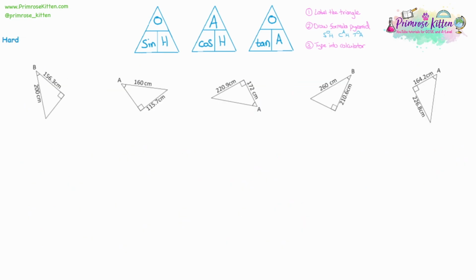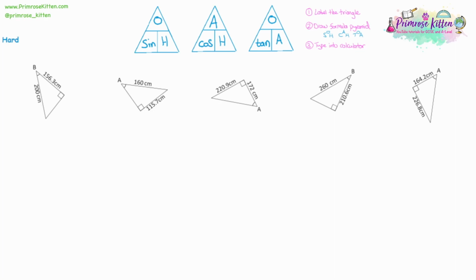Moving on to the hard questions now. With the easy questions, we had some simple numbers in the question, then we had some more complicated numbers in the answer. With the medium questions, we had more complicated numbers in the question, but then the answers were nice whole numbers. But now the hard questions, we've got both. So we've got a complicated question and we're going to have a complicated answer as well. But it's going to be the same method.